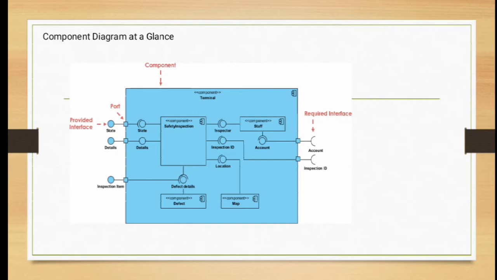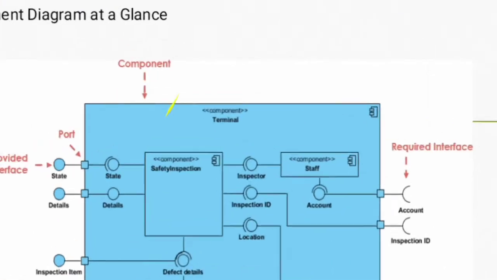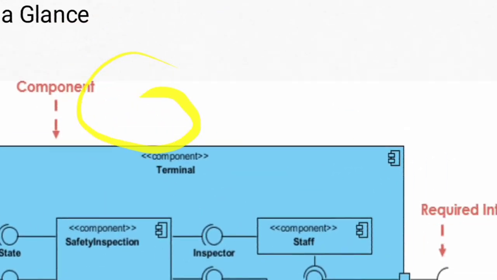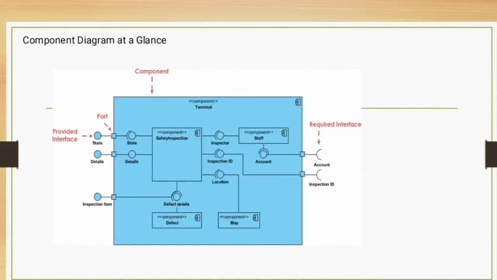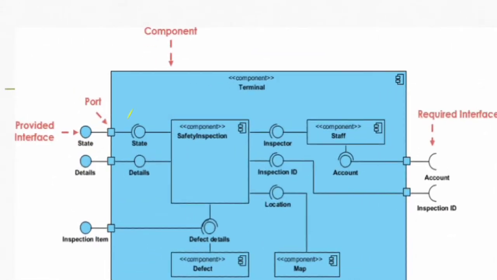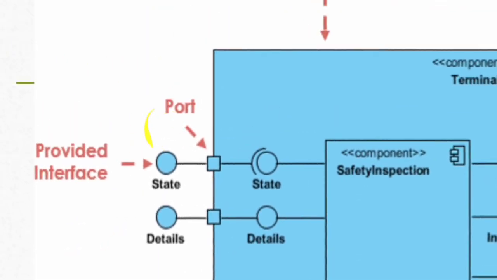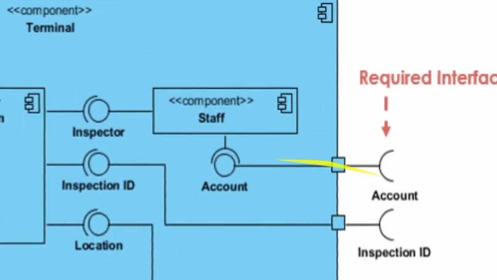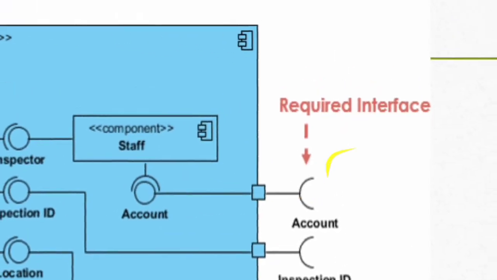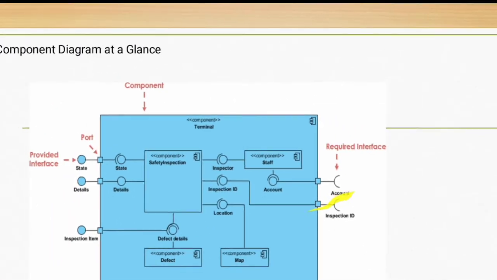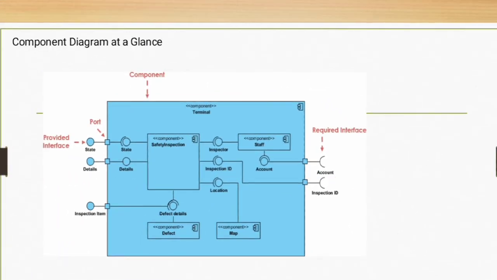Component notation consists of the component, interface, port, and required interface or provided interface. In this diagram, we will see how a component can be represented. A component can be represented in this way, whereas a port is represented as a small rectangle, a square. Next is the provided interface, shown as a circle, and the required interface is put as a half circle. These are all the notations used in a component diagram.